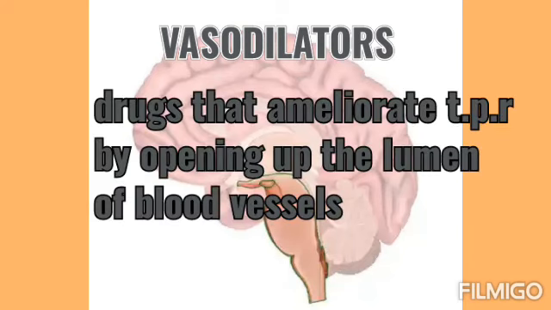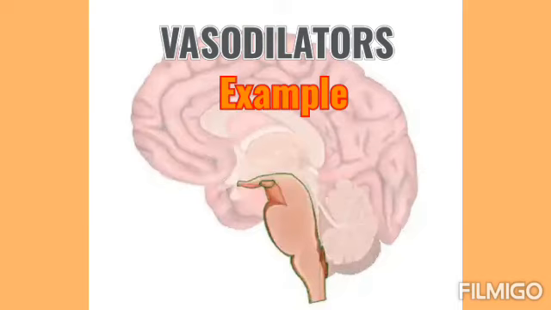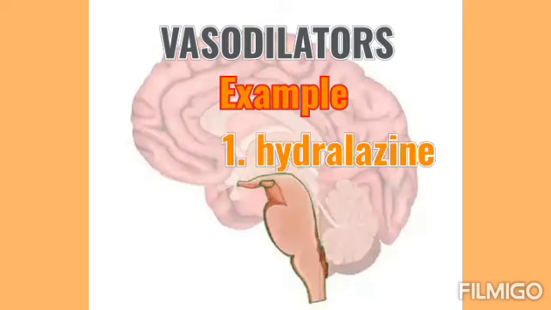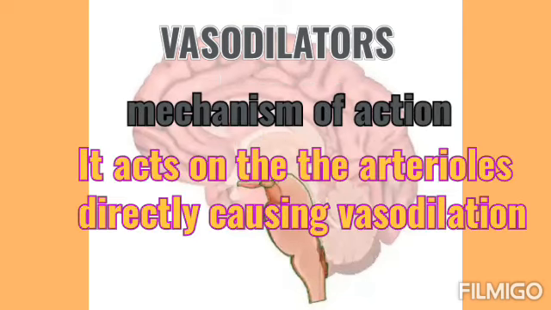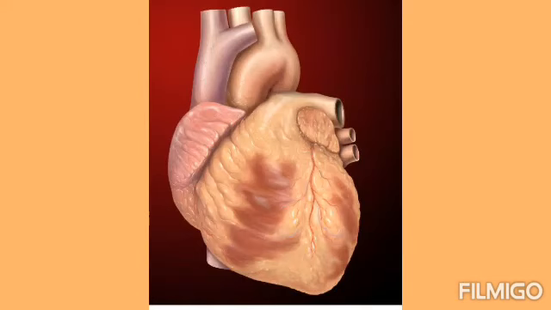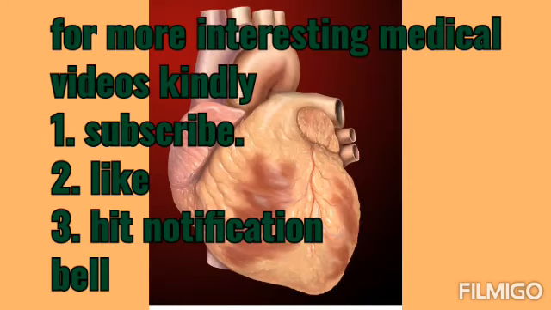The vasodilators we'll be looking at here are drugs that ameliorate the total peripheral resistance of the blood vessels. A very good example of this is hydralazine that we already know. Mechanism of action is that it acts at the arteriolar level, directly causing vasodilation. And so these are our drugs.